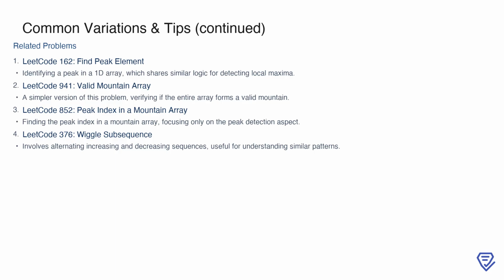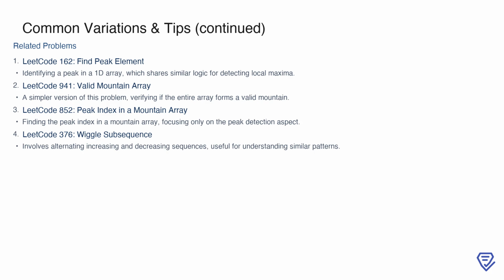This problem is closely related to several other LeetCode challenges, and understanding these can deepen your grasp of the concepts. For example, in LeetCode 162, Find Peak Element, the goal is to identify a peak in a 1D array, which involves similar logic for detecting local maxima. LeetCode 941, Valid Mountain Array, is a simpler version of this problem, where you verify if the entire array forms a valid mountain instead of finding the longest one.